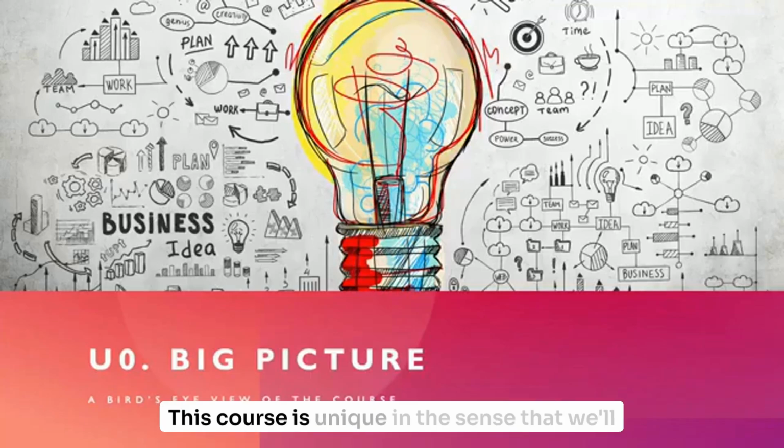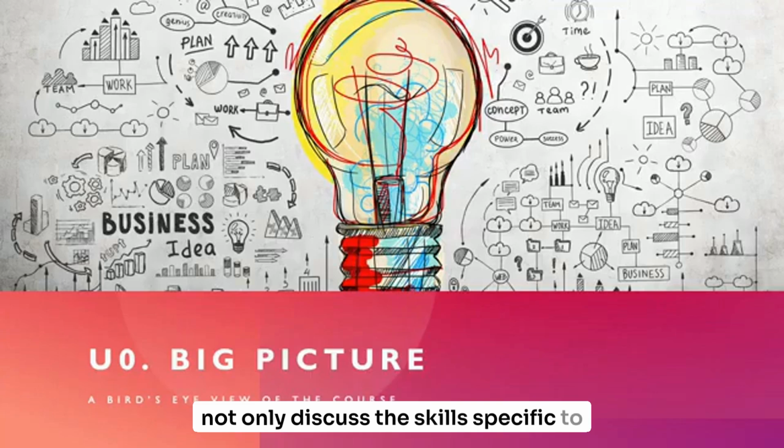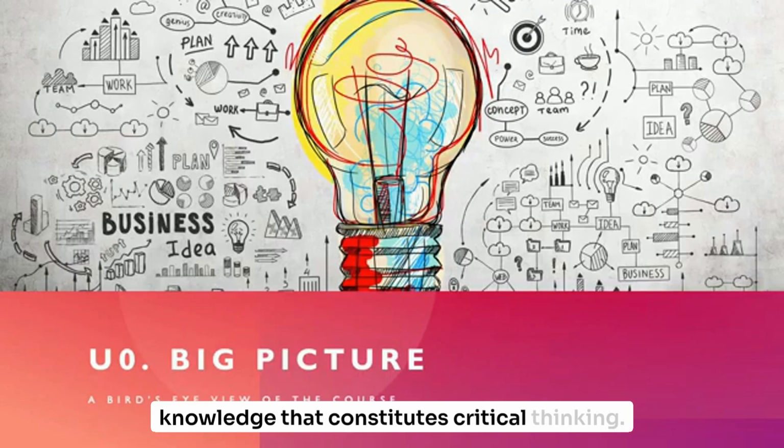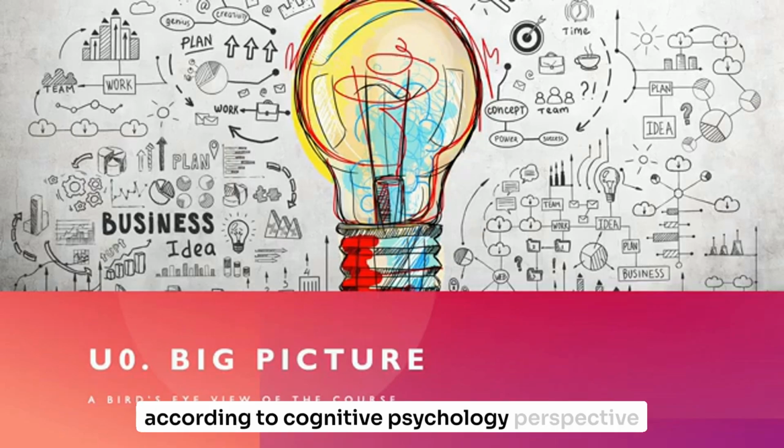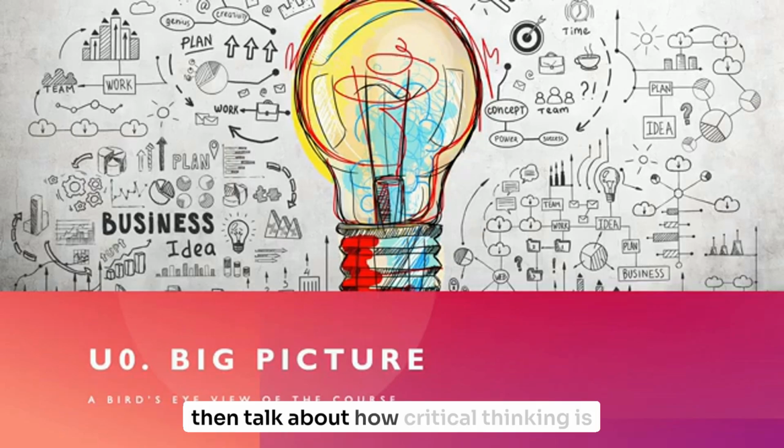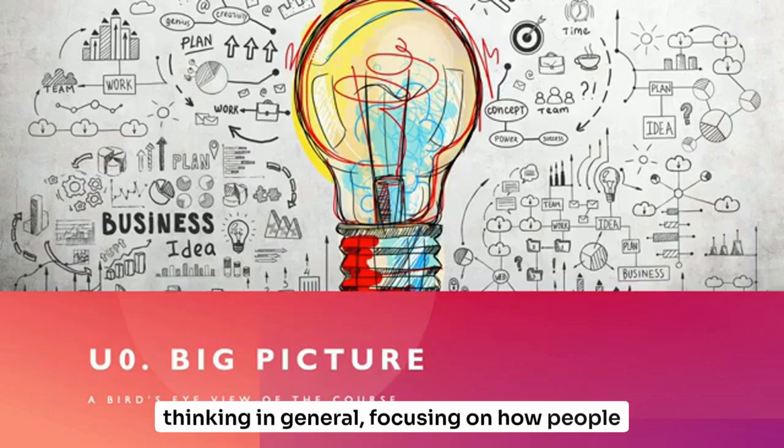This course is unique in the sense that we not only discuss the skills specific to critical thinking, but we'll also explore the knowledge that constitutes critical thinking. Particularly, we will discuss what thinking is according to cognitive psychology perspective. Then talk about how critical thinking is different from thinking in general, focusing on how people think or not think critically and what can be done to improve your critical thinking.